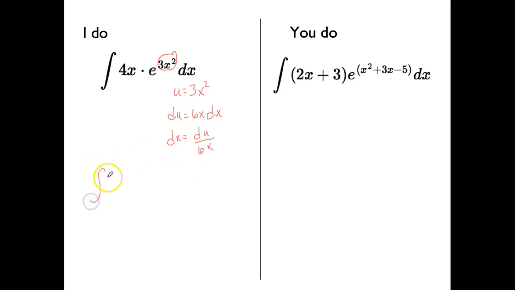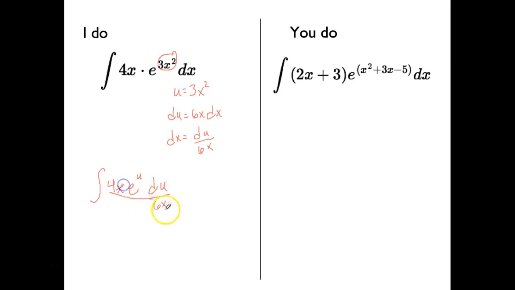So the integral, 4x is just going to stay the same. e to the u now, because I called this whole thing u. That's why it's u. And we're not going to have dx anymore. It's going to be du over 6x. And remember, this thing is really over this. It's over the whole thing. You can think of that line over everything.